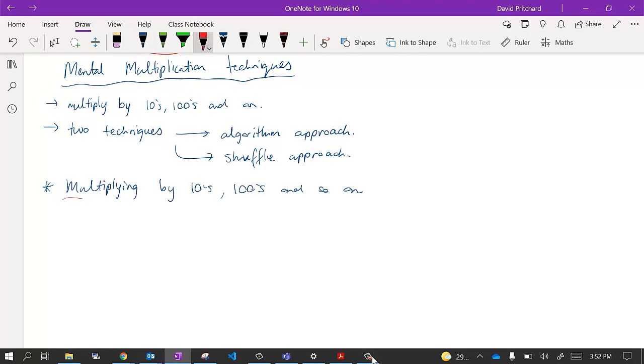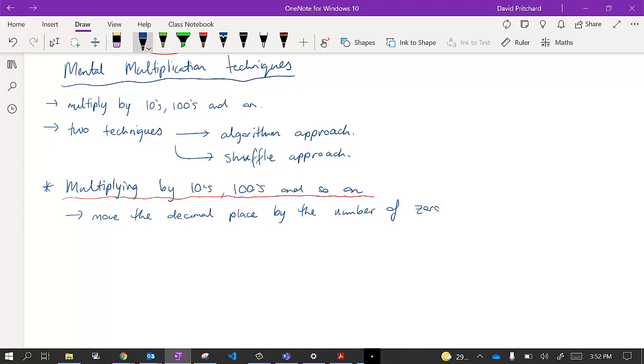Okay, so this one should be a nice, easy one. And again, I'm hoping that most of you are pretty happy with this. Obviously, the whole idea is that we move the decimal place by the number of zeros. And as we won't be playing with any decimals today, really the idea is that we add the zeros to the first number. Okay, so for example, 723 multiplied by 100, these two zeros join the 723 to make it 72,300.